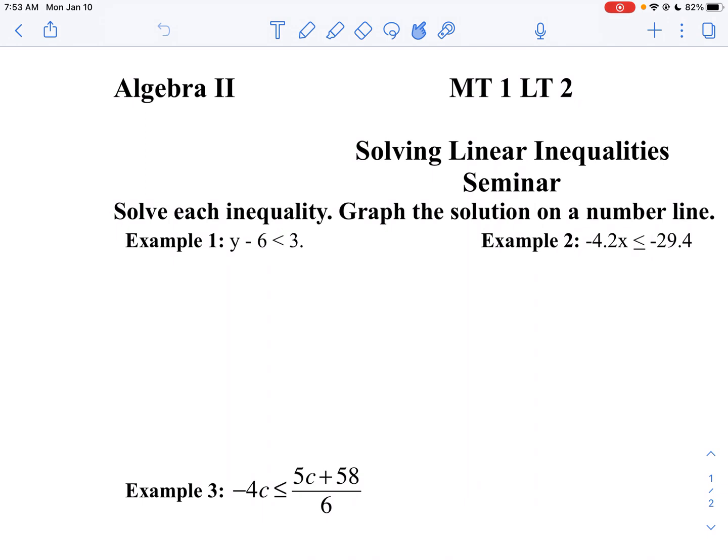If we take a look at our first problem here, we solve an inequality just like we solve an equation. We add 6 to both sides. And so we get y is less than 9.